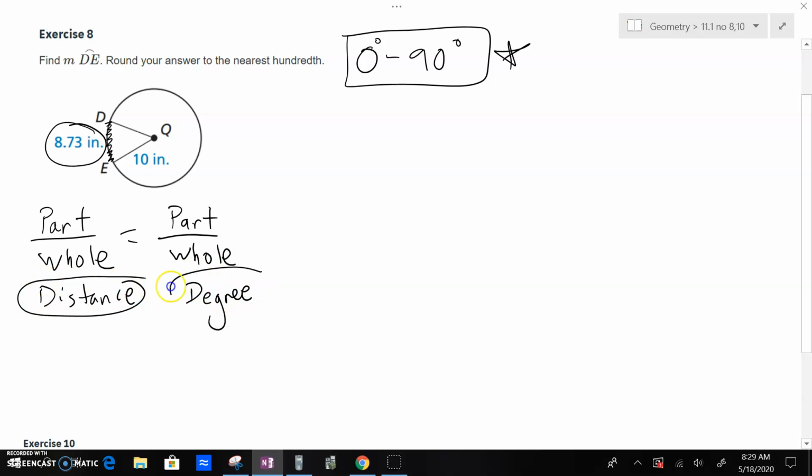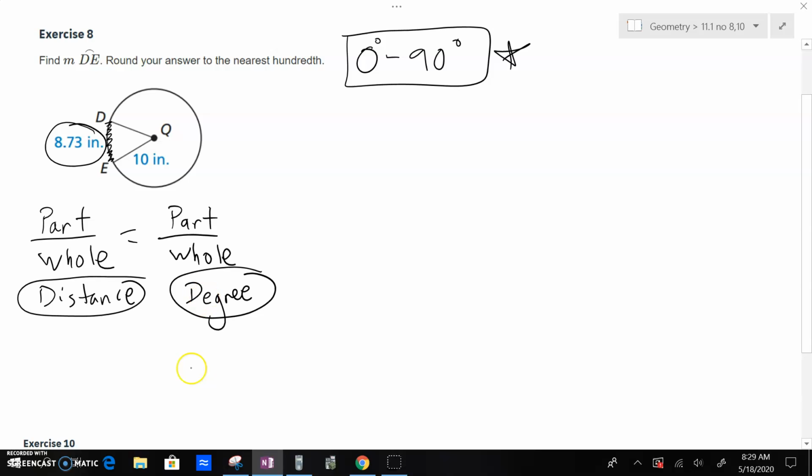This lesson's so tricky because it's asking you to think in percents, and it's asking you to think in fractions, which are what percents are. So you're looking to say what percent of the circle does that 8.73 represent, and then that percentage needs to get applied to the overall total for degrees in the circle.